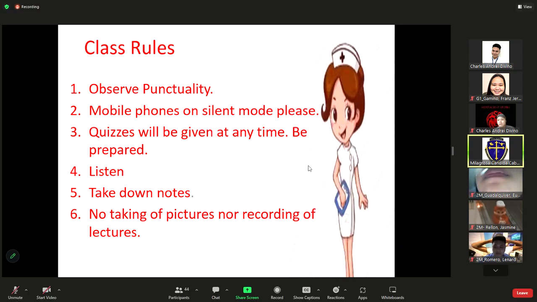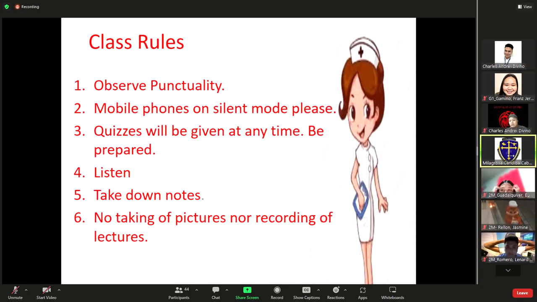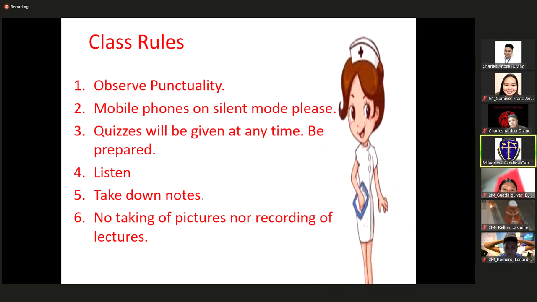For those of you who have printed it, no taking of pictures nor recording of lectures po. Not allowed po yan.